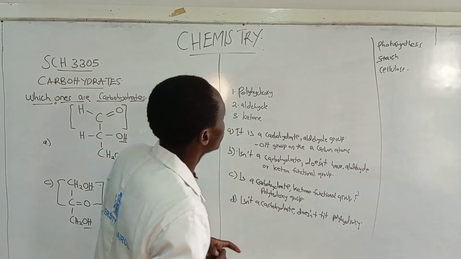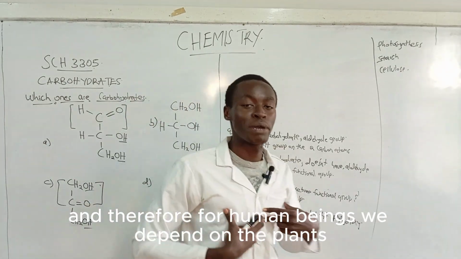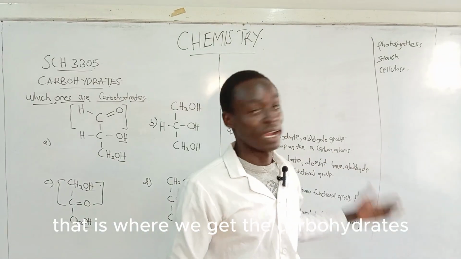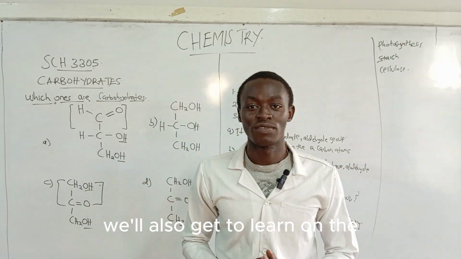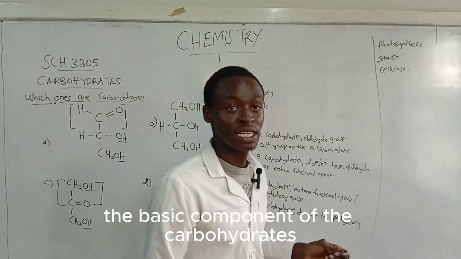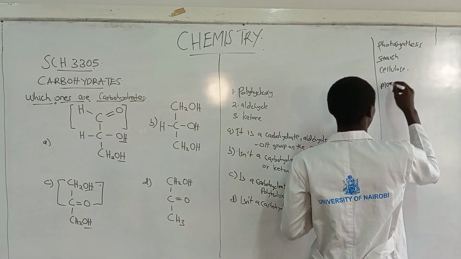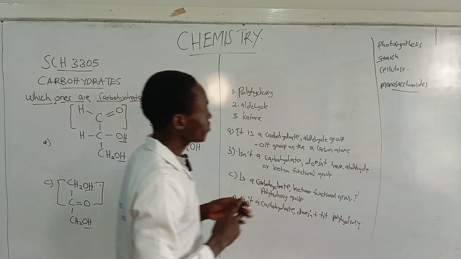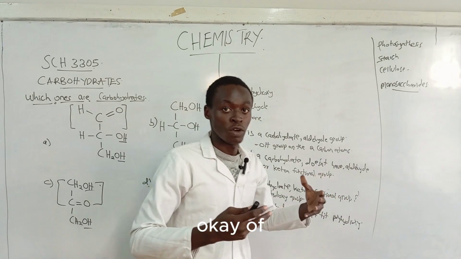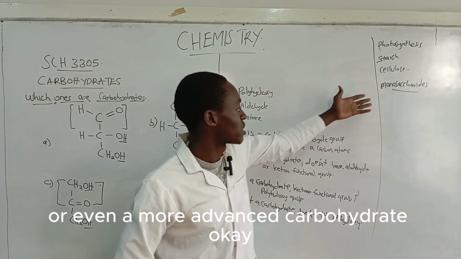Human beings cannot synthesize our own carbohydrates, and therefore we depend on plants. That is where we get the carbohydrates from. Later on we'll also learn the classes of the monosaccharides. The basic component of the carbohydrate is the monosaccharide. These monosaccharides are the basic carbohydrates that we have, and they can combine with one another to form an even bigger, more advanced carbohydrate.